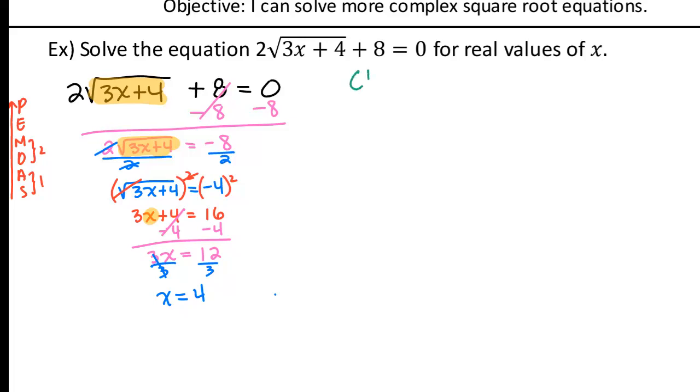We need to check by plugging it into the original equation. So I have 2 times the square root of 3 times what's my x value? 4. And then we got the plus 4. Our check, oh no, we had the plus 8 still on the outside. And we're checking to see if that equals 0. But we leave the 0 alone. Do not do anything to the 0.